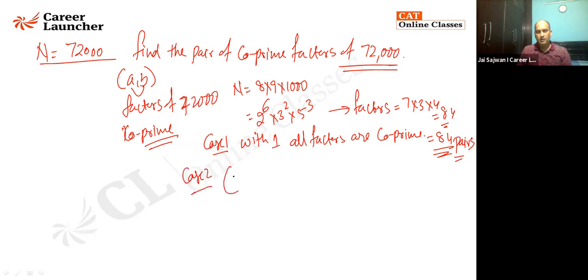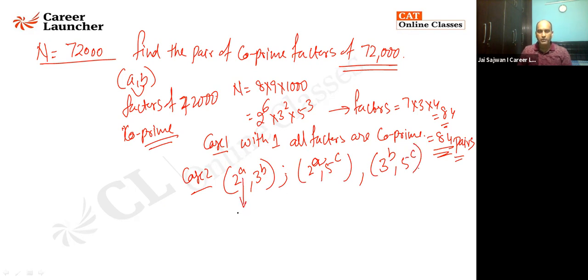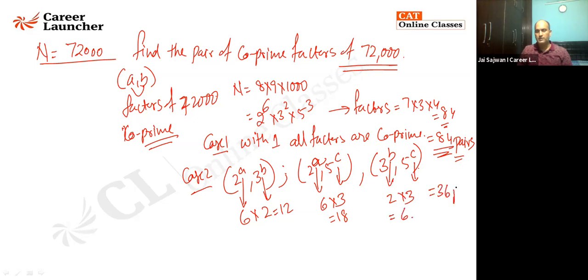Case second. I'll say 2 to the power of A is co-prime with 3 to the power of B. 2 to the power of A is co-prime with 5 to the power of C. 3 to the power of B is co-prime with 5 to the power of C. How many possible values of A are there? 1, 2, 3, 4, 5, 6. So I'll say 6 values because of the power. B is 2, which is 12. Here A is 6 and C is 3. 18. Here this is 2 and this one is 3. This is 6. So I'll say there are 36 pairs which are coming. This is case 2.